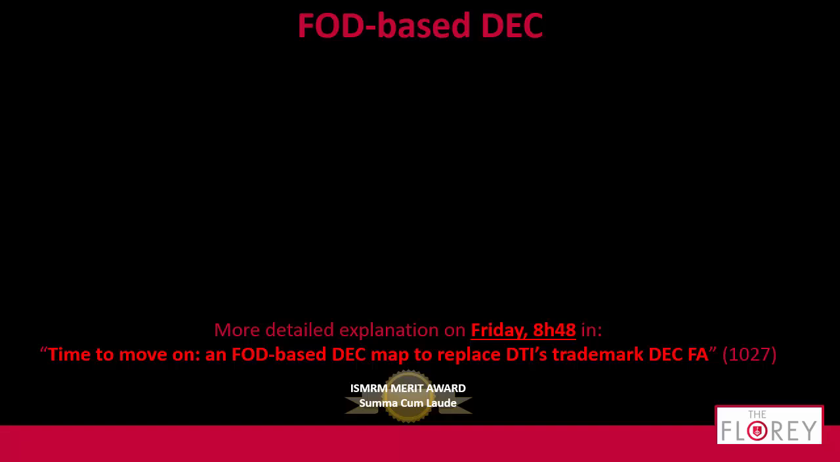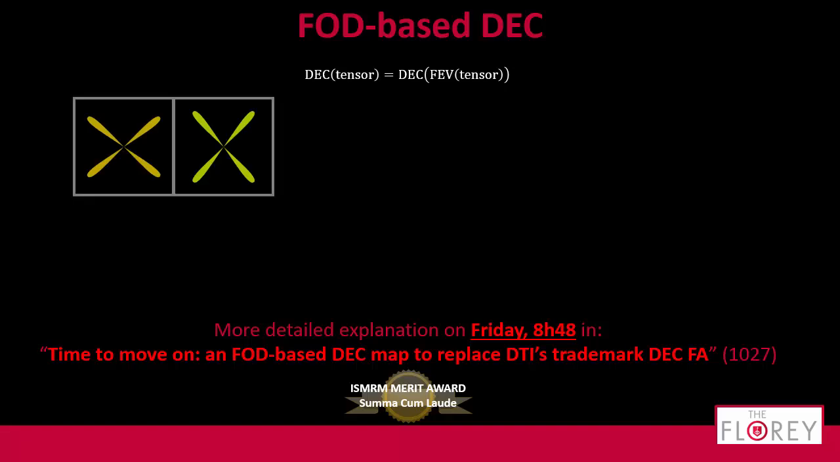It's because it uses the tensor. And we all know we moved on. And this is a bit annoying because I will be explaining this on Friday. But I need it now, so I'll give you a very quick summary of that one then. So with the tensor, we calculate the DEC of the first eigenvector, and that gives a bit of an issue.